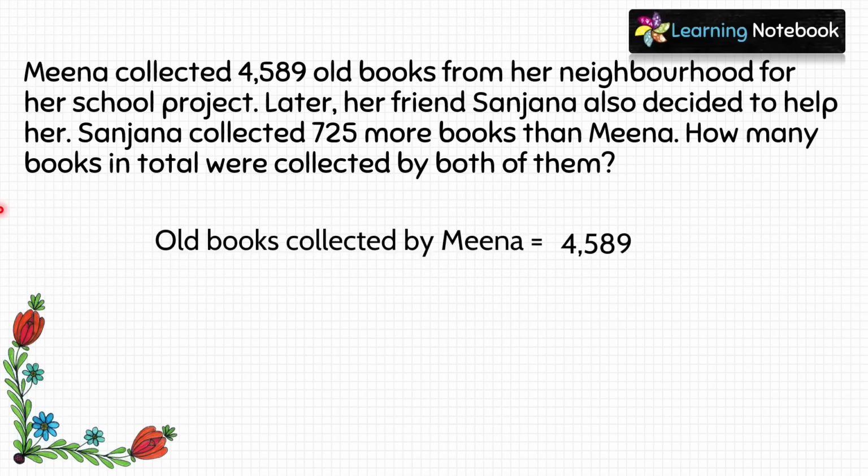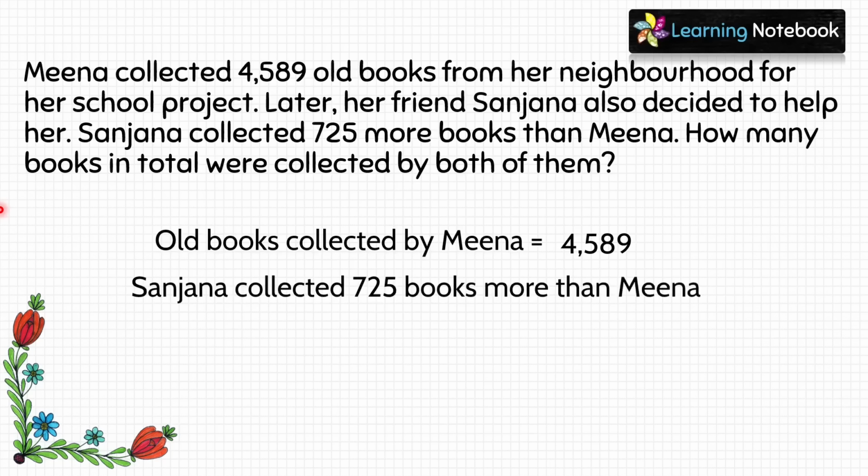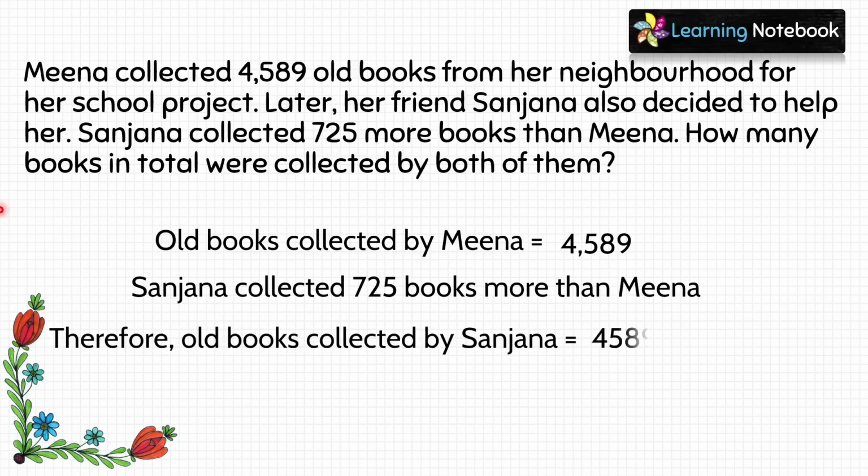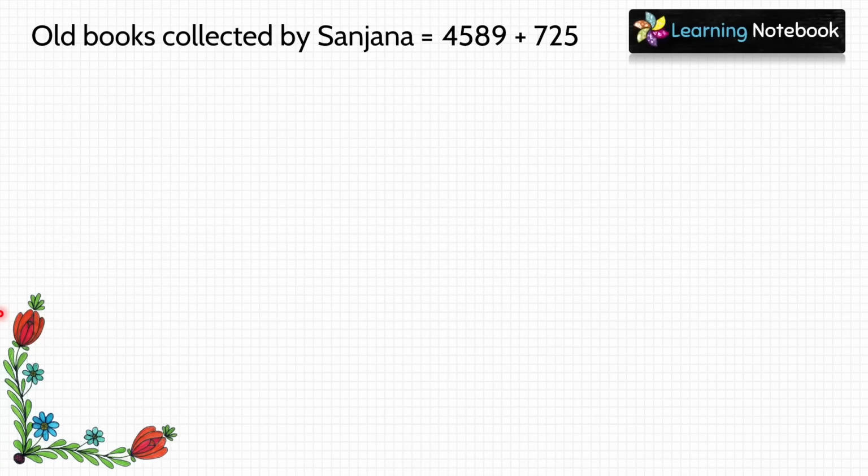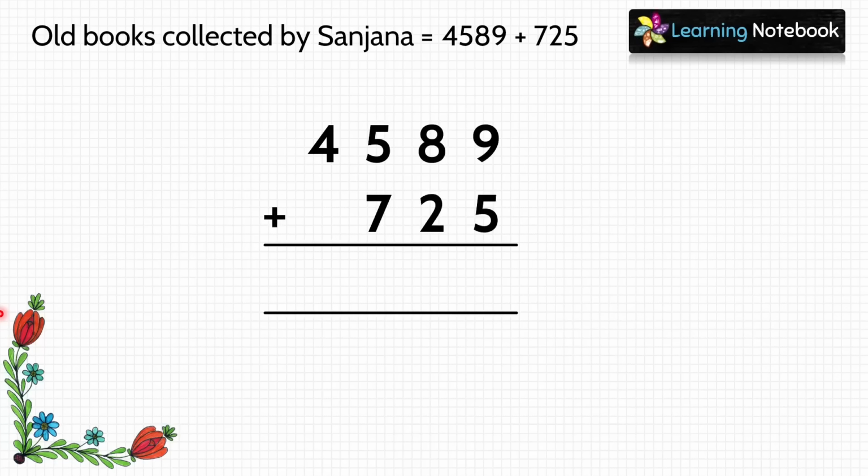Old books collected by Meena equals to 4589. Then we are given Sanjana collected 725 more books than Meena. So number of books collected by Sanjana would be equal to 4589 plus 725. So let's add these two numbers.